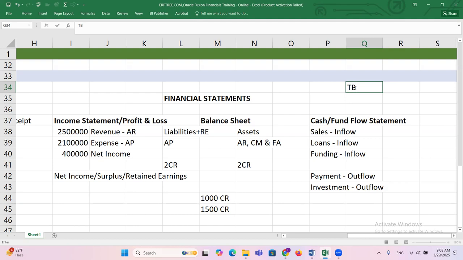Income statement, balance sheet, cash or fund flow statements are treated as financial statements or financial reports. Reports is not the right term. It's statements we call. TB is not part of financial statements. It's just internal. Everything will be included within that, with a summary of the figures. TB, trial balance. Just make a note.